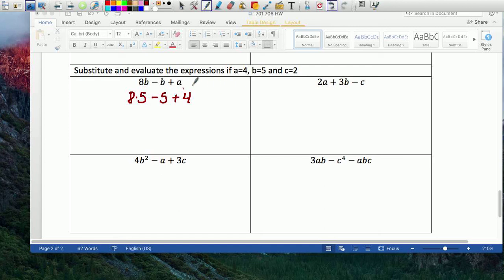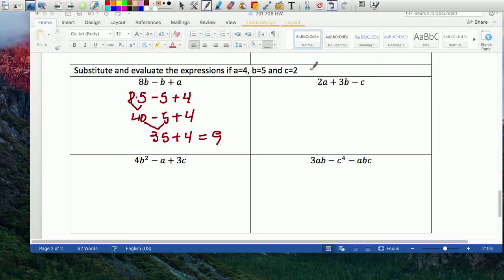Okay, now I can use my order of operations here, right? So I'm going to do these two first. 40 minus 5 plus 4. 40 minus 5 is 35, plus 4 equals 39.